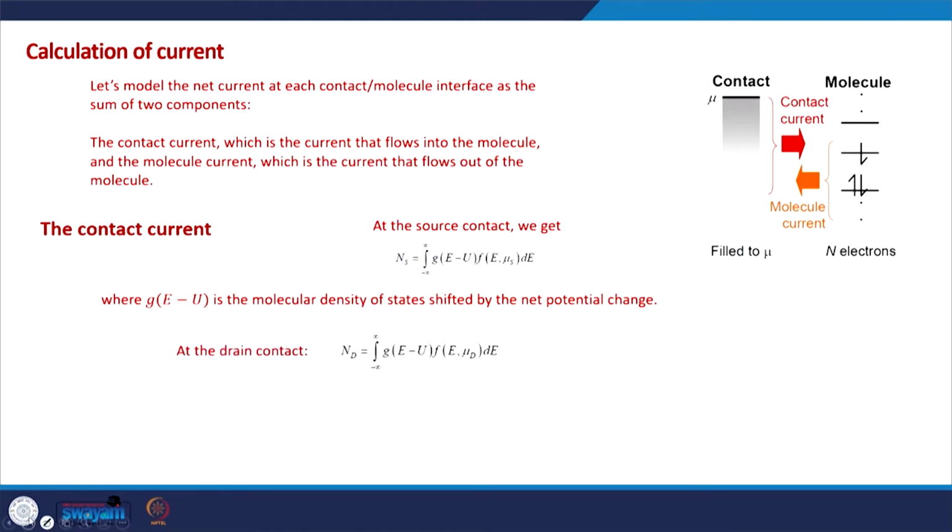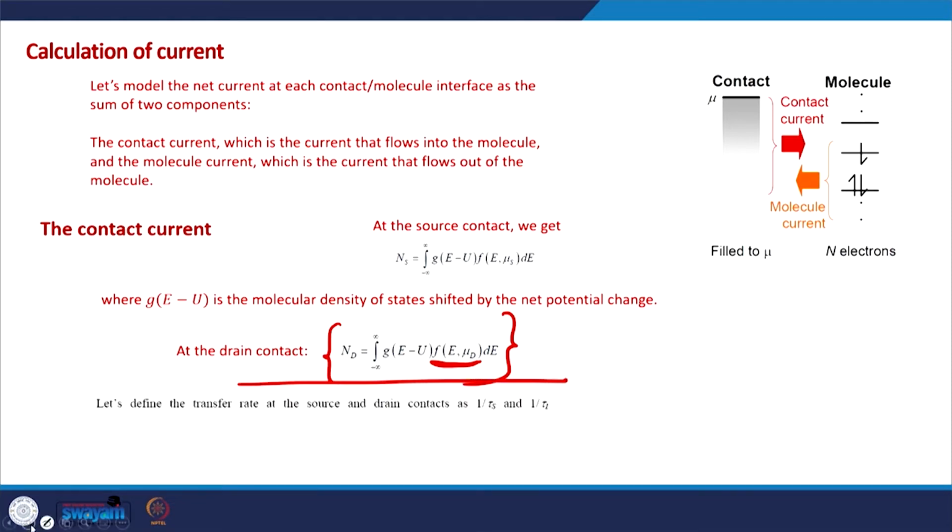Similarly at the drain contact, the drain would try to fill the quantum dot according to the Fermi distribution of the drain, or it will try to fill all the electronic states up to the drain Fermi level. So the number of electrons available at the drain for current conduction is given by this number. If we define the transfer rates at the source and the drain contacts as 1 by tau s and 1 by tau d, tau s and tau d can also be termed as the transit times from the source and drain contacts.